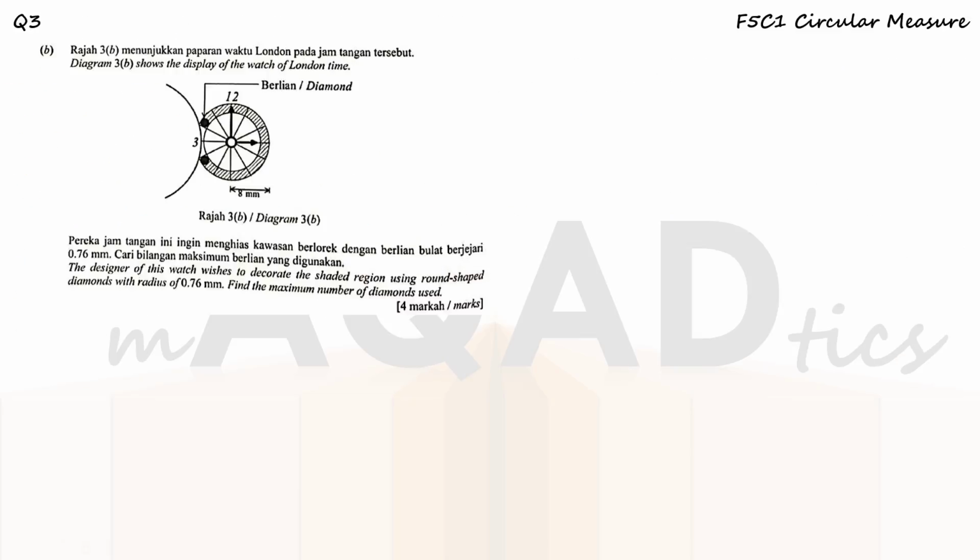So part B is a tricky one, because this designer wants to decorate using the shaded region here by placing the round shaped diamonds with radius of 0.76 mm. So it wants us to calculate what is the number of diamonds that can be placed. Right, so the first thing to note is that this shaded region is not the whole circle. You can see that here it's not shaded. So it only shades 10 out of 12 of the spaces. So here is actually 5 over 6.